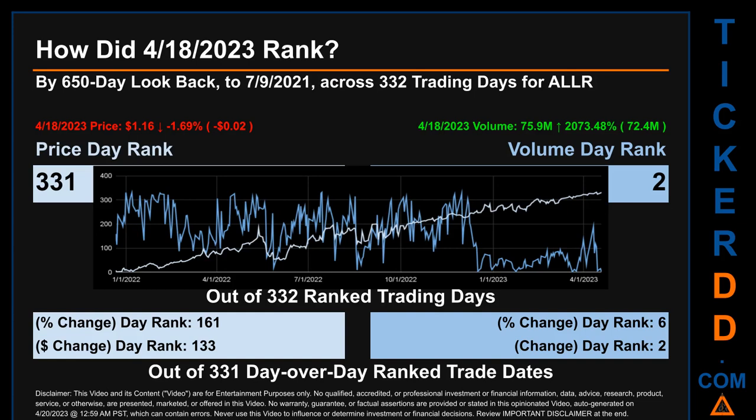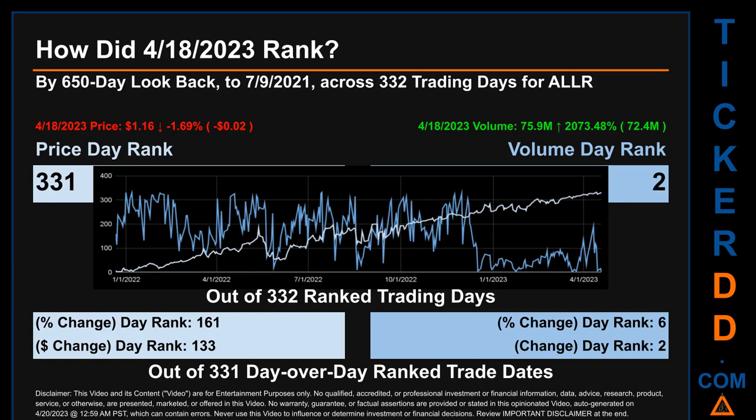How did April 18, 2023 rank for ALLR? By 650 calendar day look back to the 9th of July 2021, across 332 trading days, April 18, 2023 price ranked 331 while its volume ranked 2. Each of the 332 trading days were ranked amongst themselves by highest end of day price and volume, with a rank of 1 being the highest and 332 being the lowest ranked day.